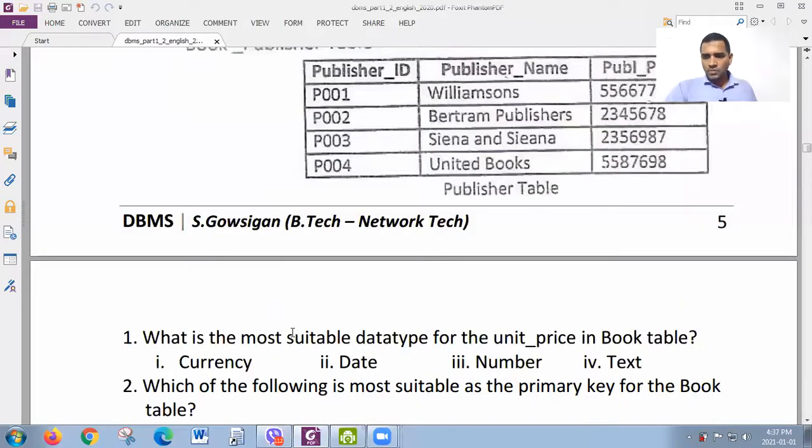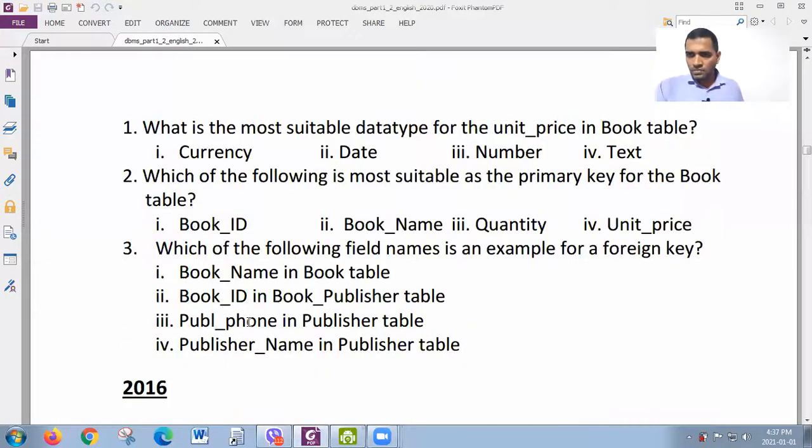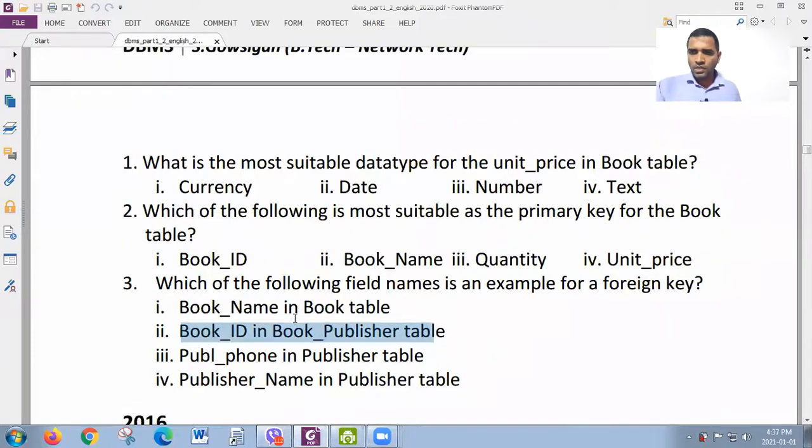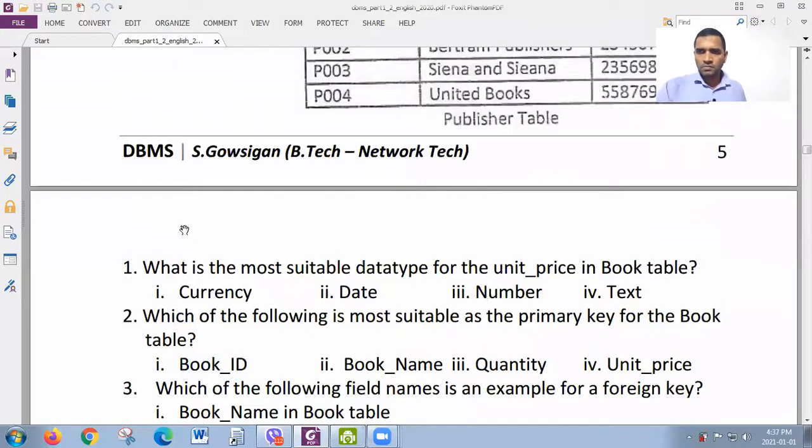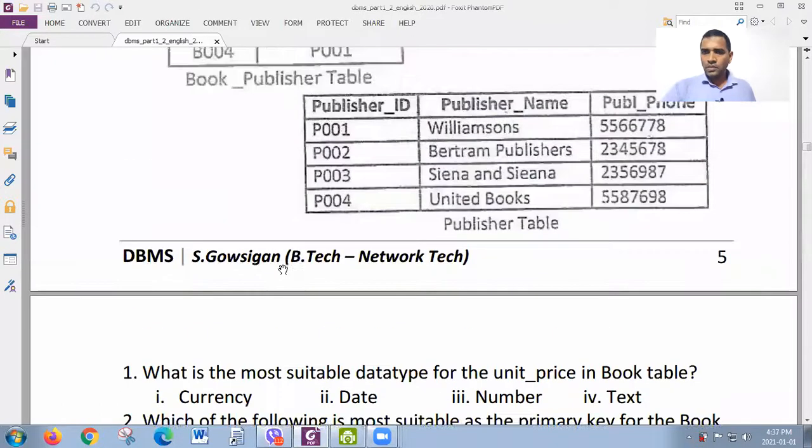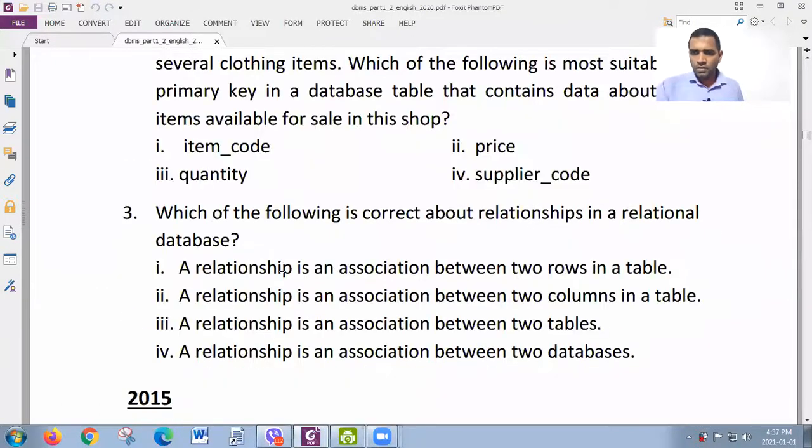But since it's an MCQ, you have to pick the right one. What's the answer? Book ID in the book publisher table. Okay, book ID in the book publisher table, this one. Clear? So we have only three questions in 2015. So let's go to 2014.